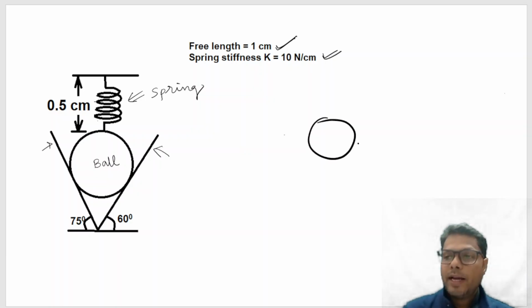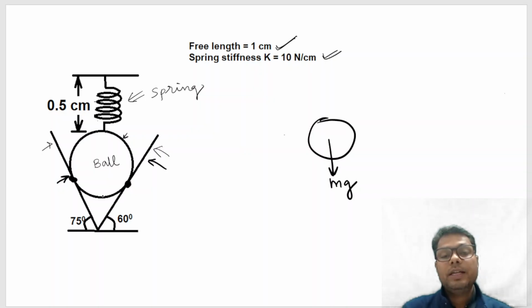Second step, apply the weight. There will be some weight given in the problem. The weight will be applied vertically downwards. Third step, normal reaction. Now search whether this ball is making contact with some other surface. Yes, it is making contact with this inclined surface at this point and with this inclined plane at this point. So this ball will experience normal reaction, two normal reactions.